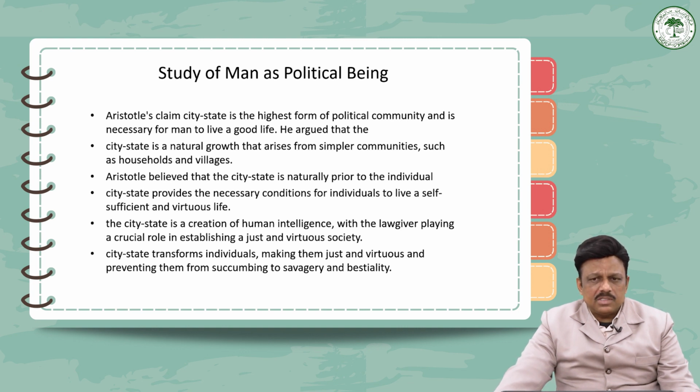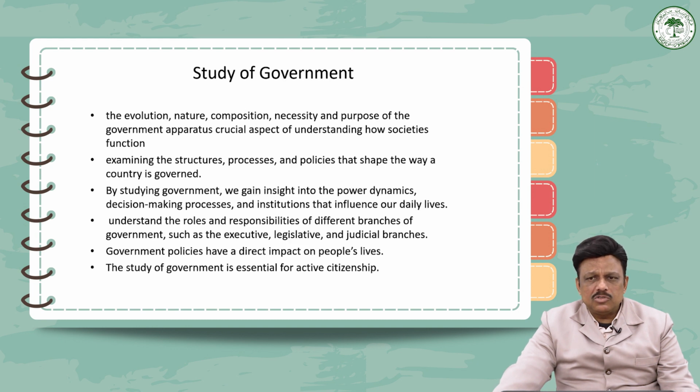Aristotle also believed that the city state is a creation of human intelligence, with law and the lawgiver playing a crucial role in establishing a just and virtuous society. Through the legal system, the city state transforms individuals, making them just and virtuous and preventing them from succumbing to savagery and bestiality. Now, political man plays a very important role in the city state, and similarly today in states, the scope of the state includes man as a political being.